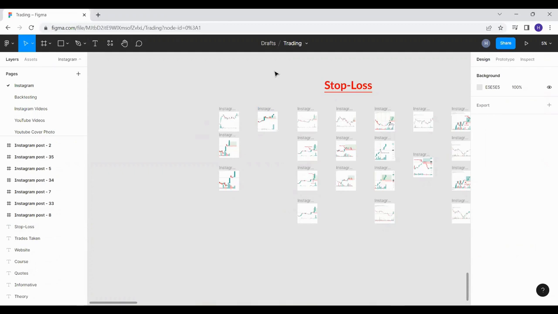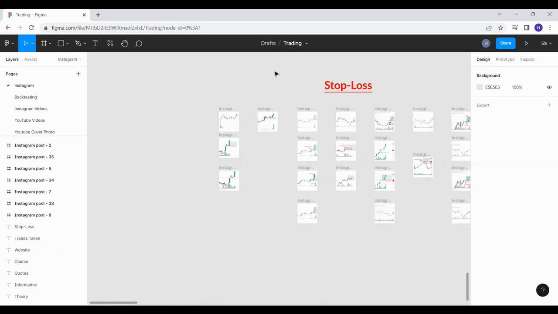Hi there everyone. Today in this video, I will share with you where to put your stop loss in trading, because in trading stop loss is a very important thing. If we take a trade but we are not able to put a stop loss at the right place, then maybe we can get a loss.